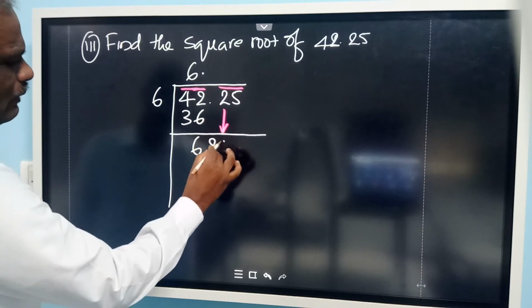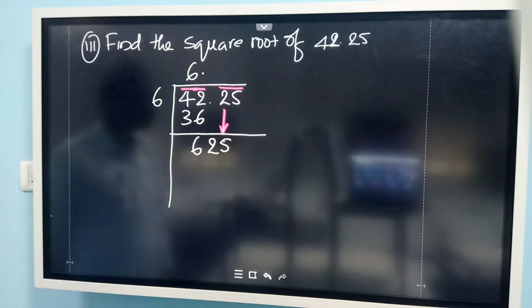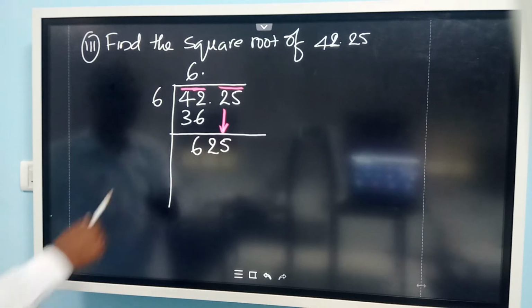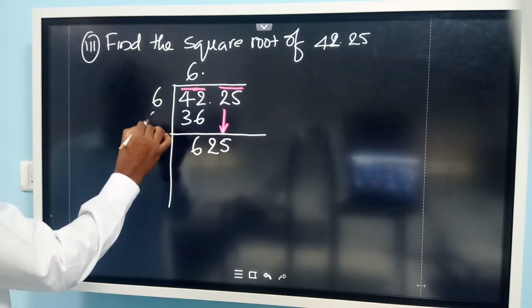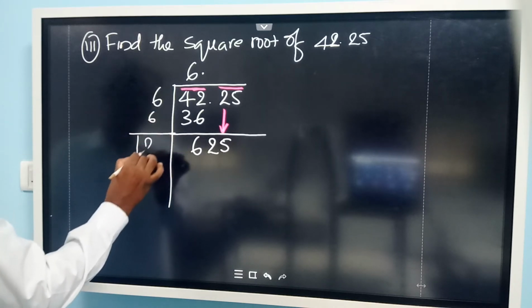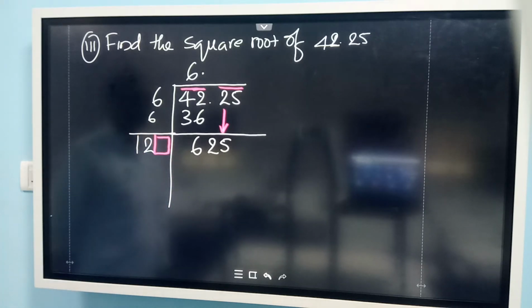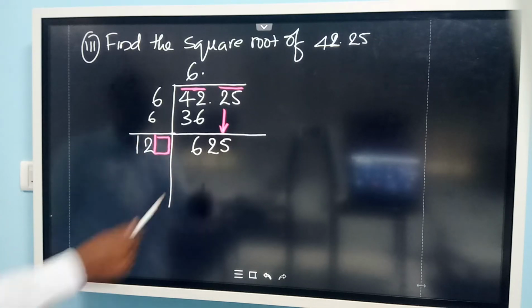Right, along with that number 6. So now the new dividend is 625. Double this divisor. 6 into 2. That is 6 plus 6. This is 12. Now one blank place. You have to fill the blank place now. So I think it is ending with 5.